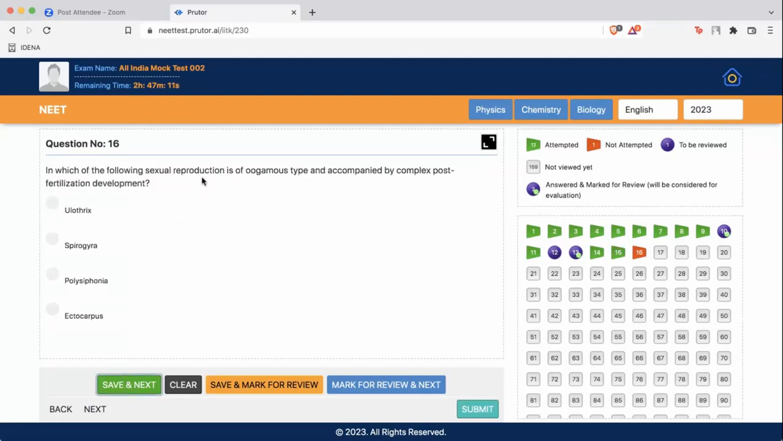Most of the following, sexual reproduction is oogamous type, accompanied by complex post-fertilization development. This is an example of red algae. Red algae is Polysiphonia. See the next.